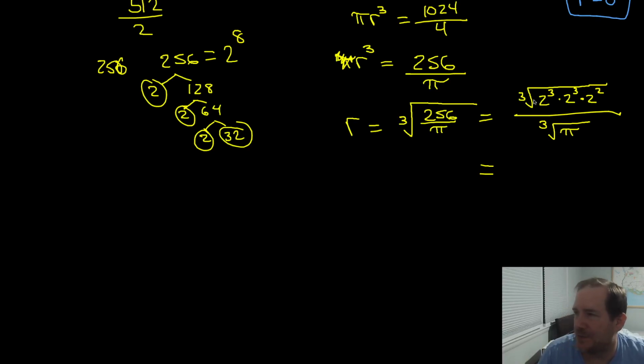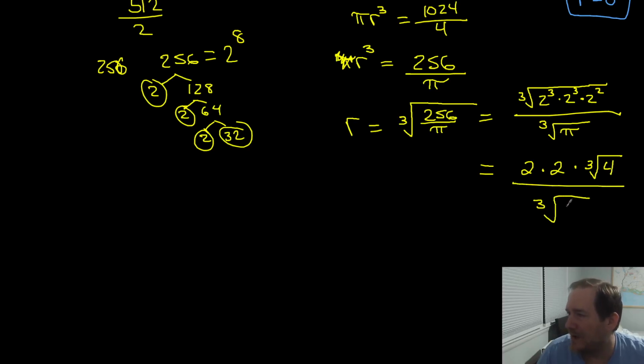So those guys are perfect cubes now. So if I take the cube root of 2 cubed, that's plain old normal 2. And if I take the cube root of this 2 cubed, that's plain old normal 2. And if I take the cube root of 2 squared, that's going to stay a cube root, and it's going to stay the cube root of 4, and that's all over the cube root of pi.